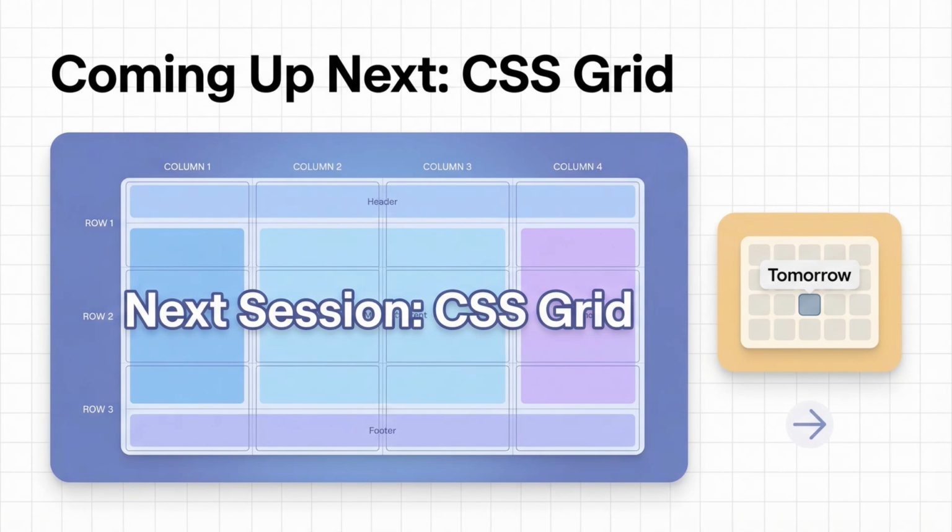To wrap up today's session, the instructor gave a preview of what's coming next, CSS Grid. Grid is one of the most powerful layout systems in CSS, allowing you to create complex two-dimensional layouts with rows and columns. It builds naturally on what you've already learned with Flexbox. The next session will dive into Grid in detail, so make sure you're caught up and ready to go.